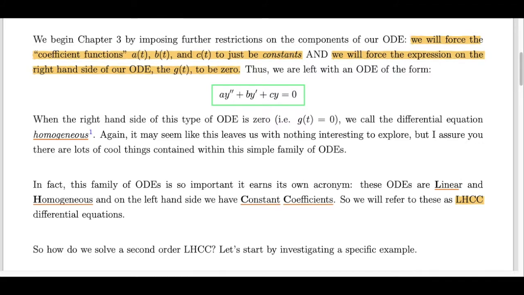I'd like to demonstrate most of the key features by looking at a specific example. For example 1, our ODE is y double prime minus 5y prime minus 14y equals 0. So this has the necessary structure. It's linear, second order. It's homogeneous, meaning this right-hand side is equal to 0. And the coefficients on the left-hand side are all constants.